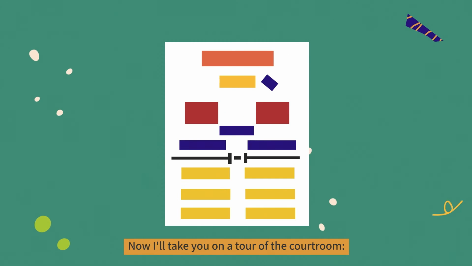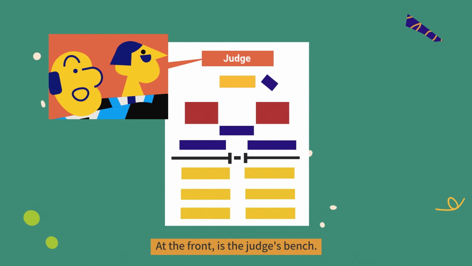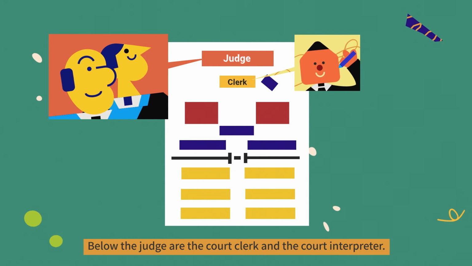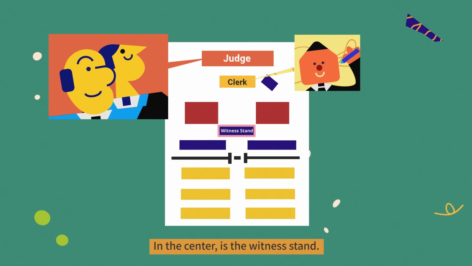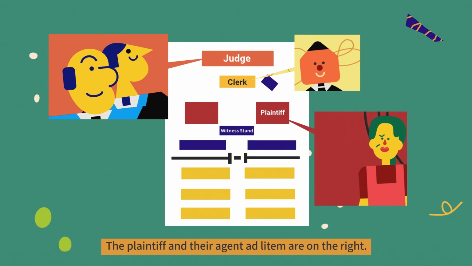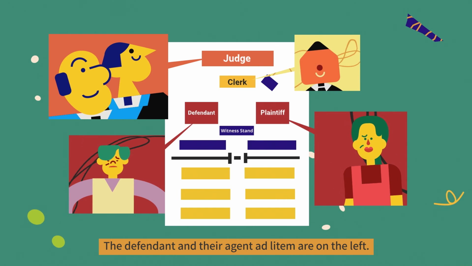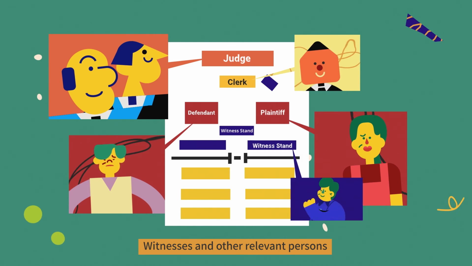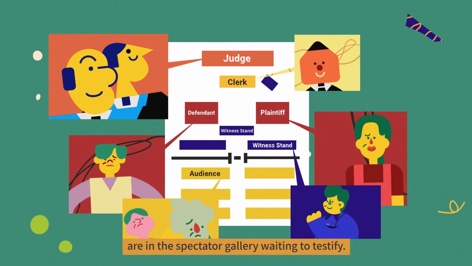Now I'll take you on a tour of the courtroom. At the front is the judge's bench. Below the judge are the court clerk and the court interpreter. In the center is the witness stand. The plaintiff and their agent ad litem are on the right. The defendant and their agent ad litem are on the left. Witnesses and other relevant persons are in the spectator gallery waiting to testify.